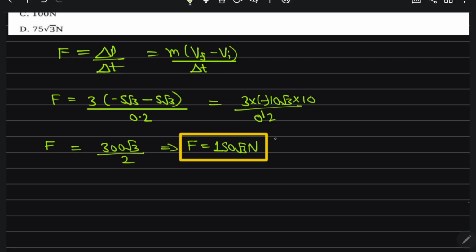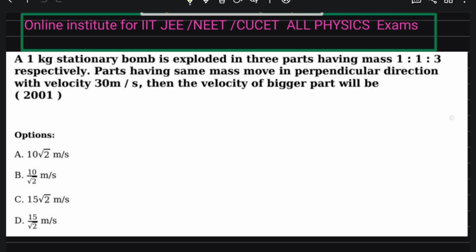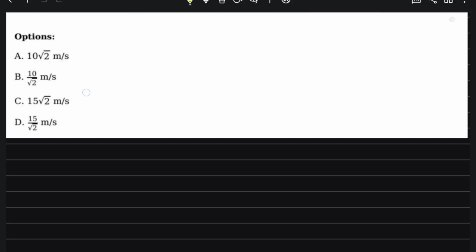Option first is correct, right? So I proceed for the next question. This is also a very good question. A 1 kg stationary bomb explodes into 3 parts having masses in the ratio 1:1:3 respectively. The two parts having the same mass move in perpendicular directions with a velocity of 30 meter per second. Then find the velocity of the bigger mass.